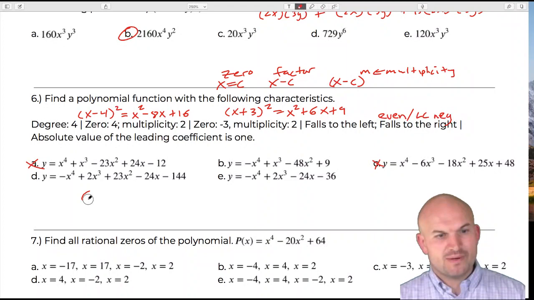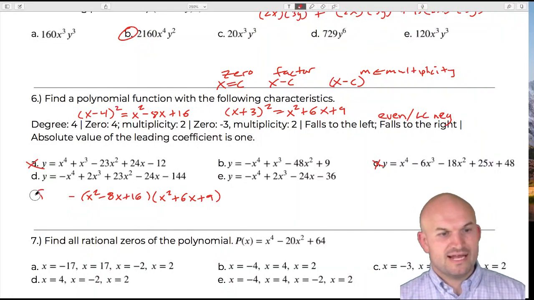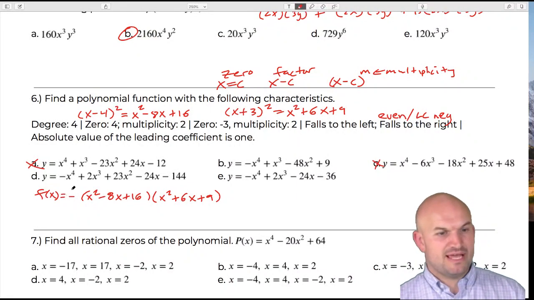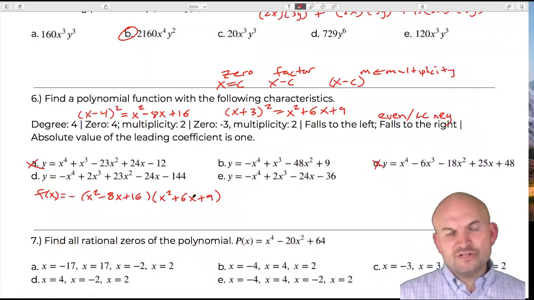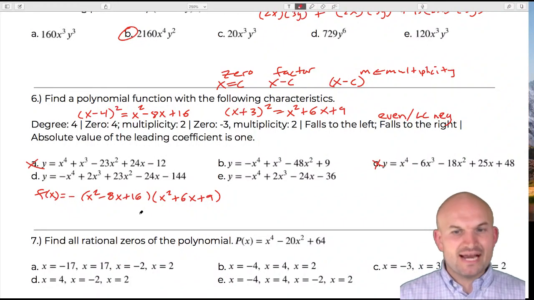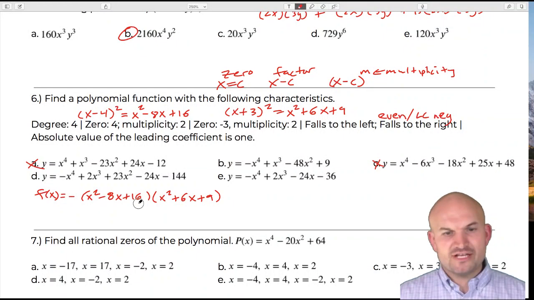So basically, we need to multiply. Oh, and remember, it's going to be negative, right? So one of those is going to be a negative. So there's going to be a negative on the outside: negative times x squared minus 8x plus 16 times x squared plus 6x plus 9. So it has to be negative because that's from the end behavior. Now, the quick thing I noticed, guys, is obviously it's going to be to the fourth power. And you could use the box method, anything else here. But again, I'm looking for something to differentiate between these three answers. And the way I differentiate them is the last term.